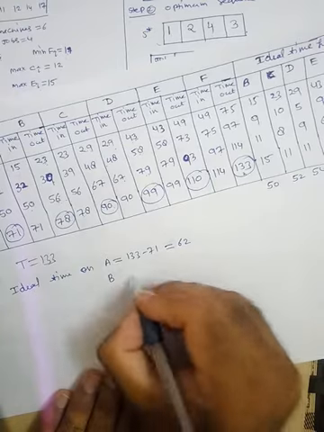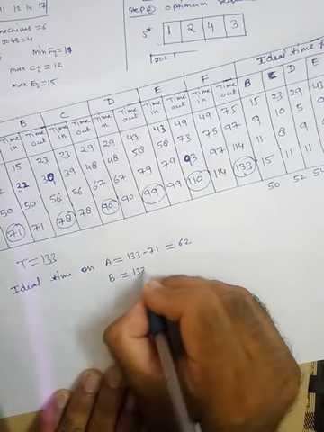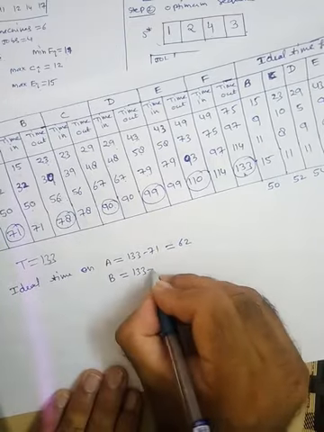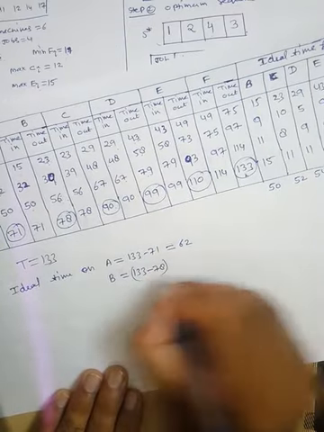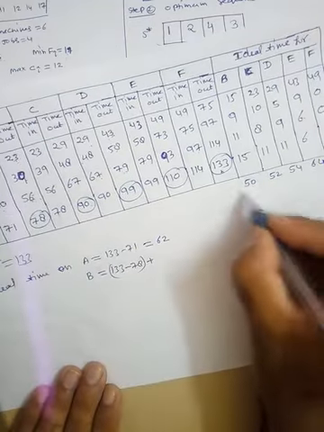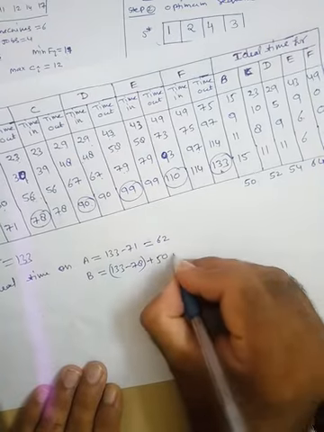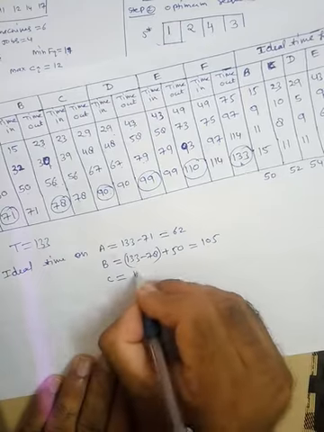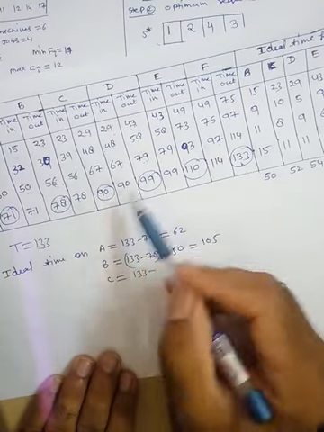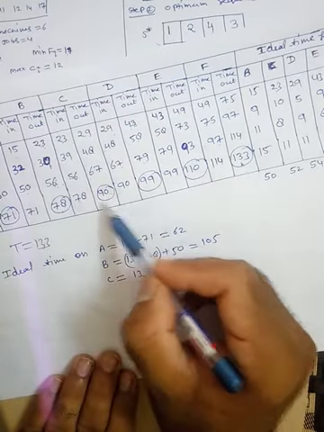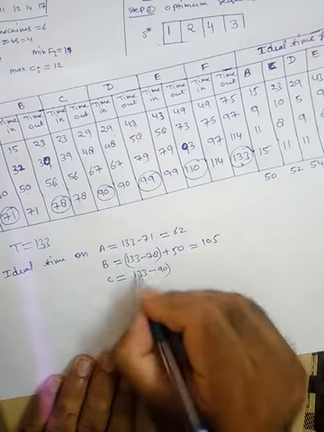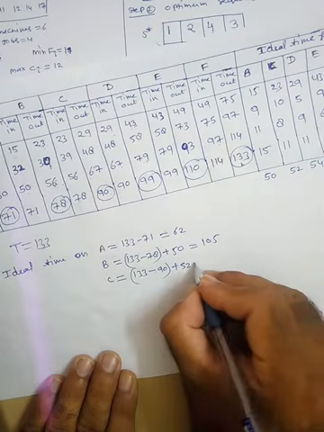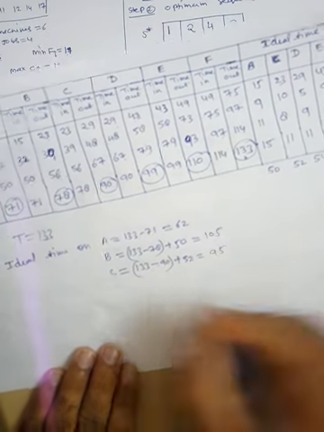Idle time on B is equal to 133 minus 78 plus this 50, which is equal to 105. Similarly on C, 133 minus 90 plus 52, which is equal to 95.